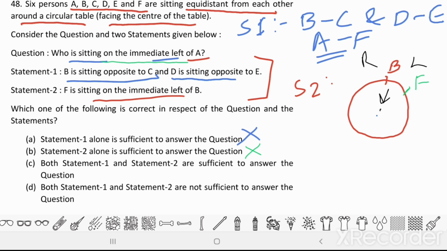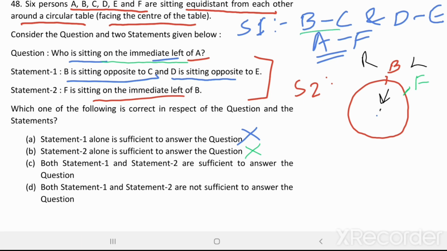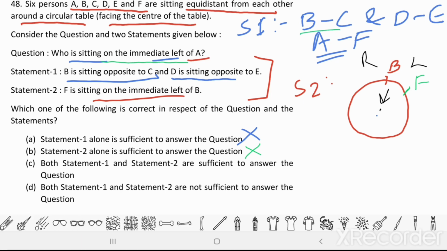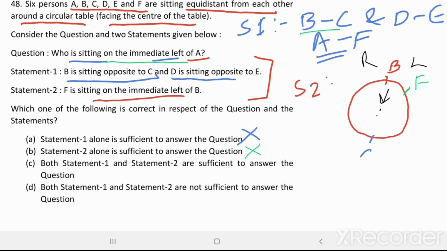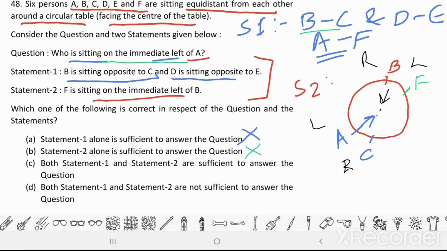Now let us combine both the statements. Then from the first statement, C is sitting opposite to B. C is sitting here. And A is sitting opposite to F. Then A is facing the center of the table. Then this is the right side of A and this is the left side of A. C is sitting on the right side of A.